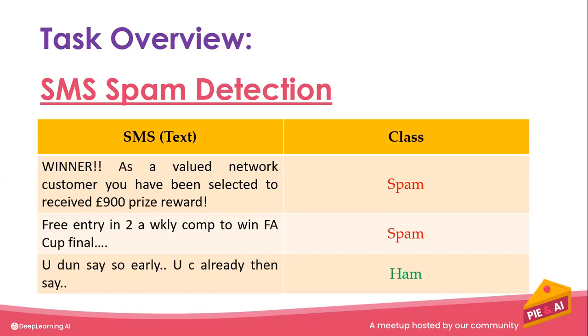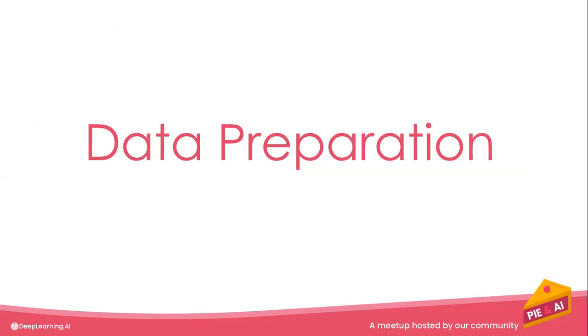Google Gmail has an automated system to classify your email messages into spam or not spam. Similarly, we are going to see how we can use machine learning techniques in order to classify SMS text into spam or not spam. So the first step is data preparation. We cannot feed the text data directly to a machine learning algorithm. We have to do some pre-processing steps.